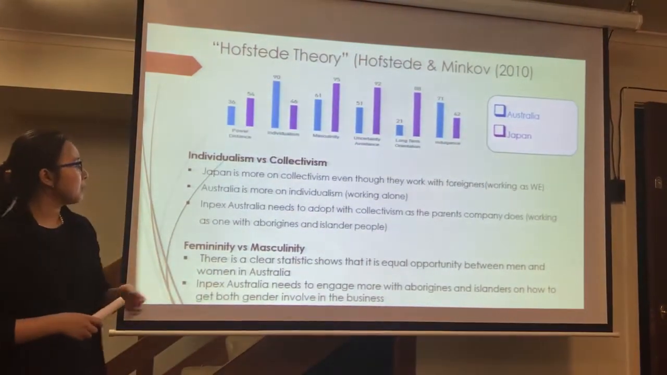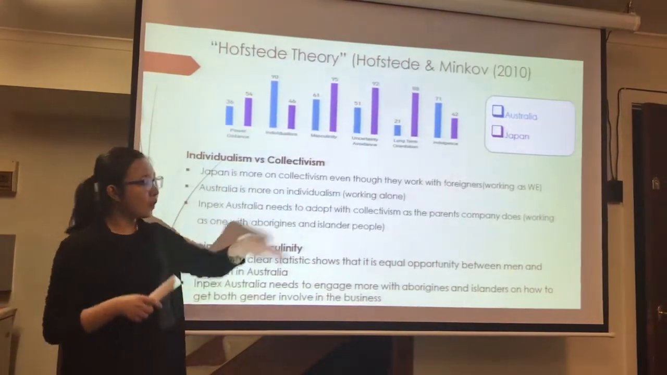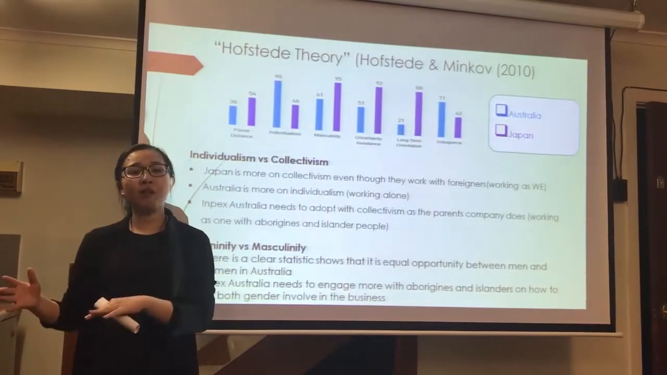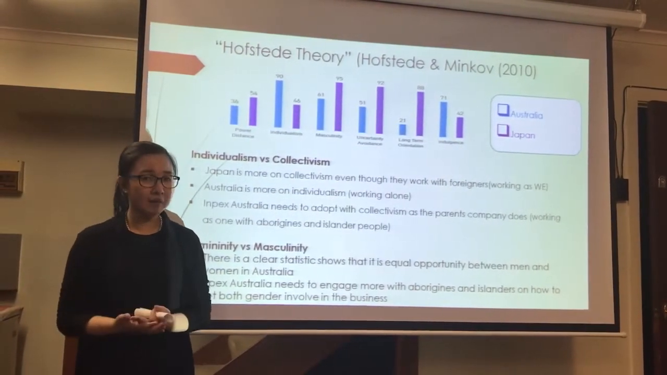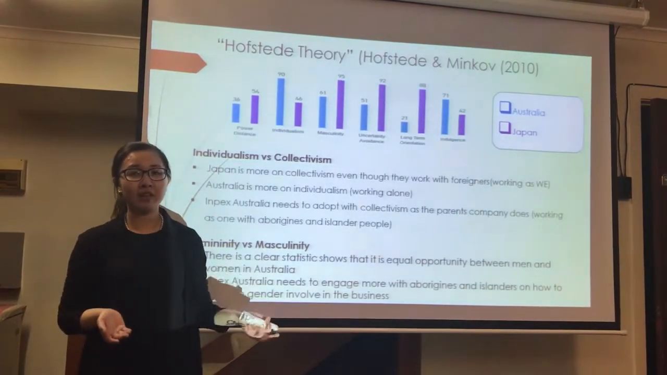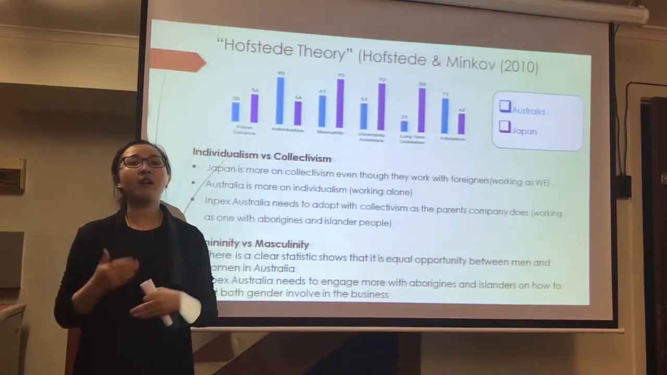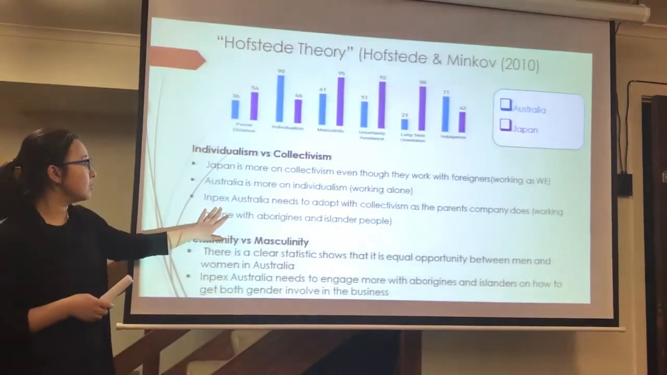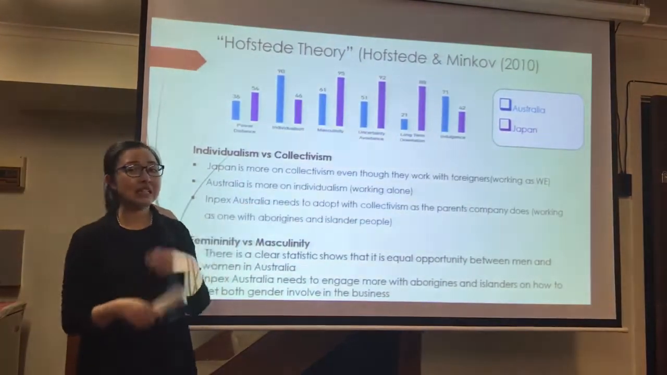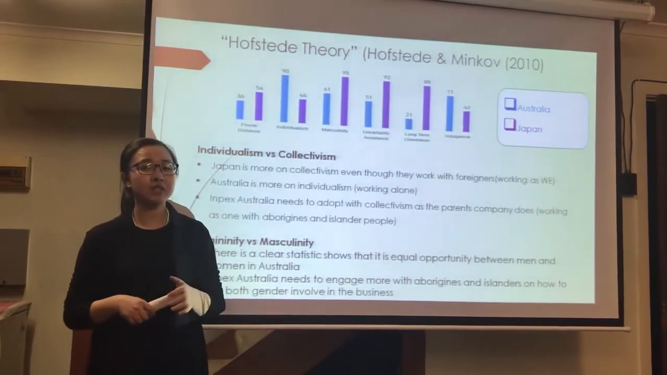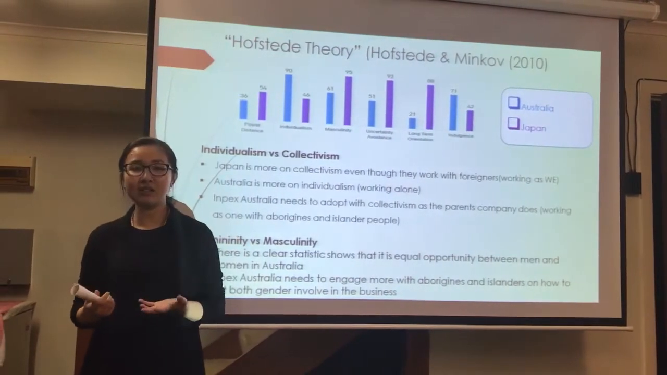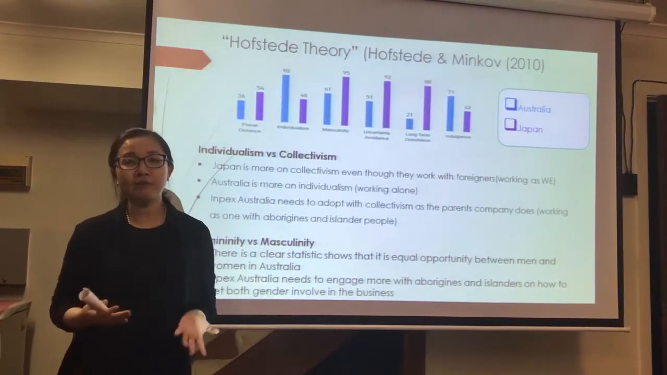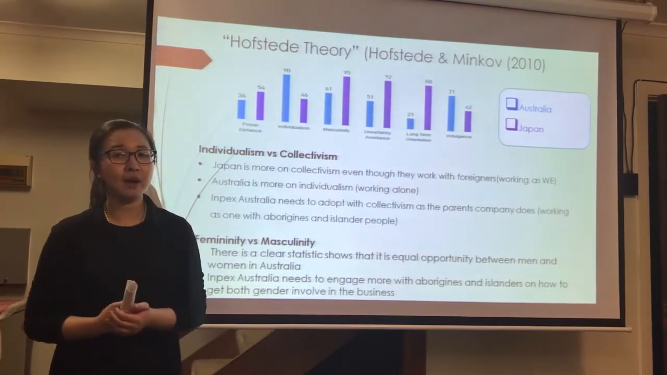So in this part, we can see that Japan works collectively with the people in the company, even though they work with foreigners. They collaborate with the people in the company. While Australia normally uses the individualism theory, which means they don't really want to cooperate with others. They want to have the work done by themselves.